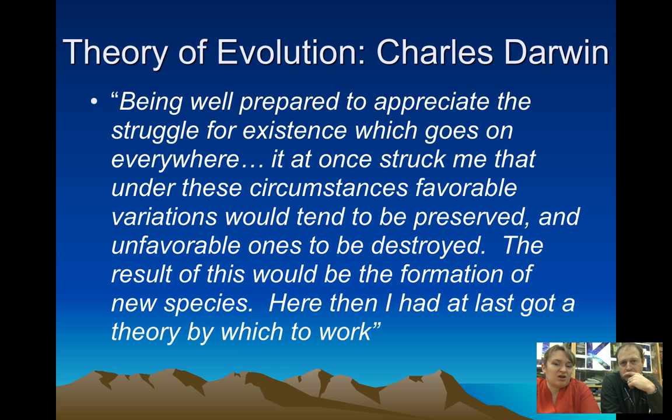A quote from his book: what he noticed was that if someone had something that was favorable, that gave that thing an advantage over another animal of the same species, it was more likely that I would survive if I had that advantage than you. And if I survive, I can live to have offspring, and my offspring will have that advantage as well. And so favorable variations were preserved, and unfavorable ones would be destroyed by survival of the fittest. They were selected out.